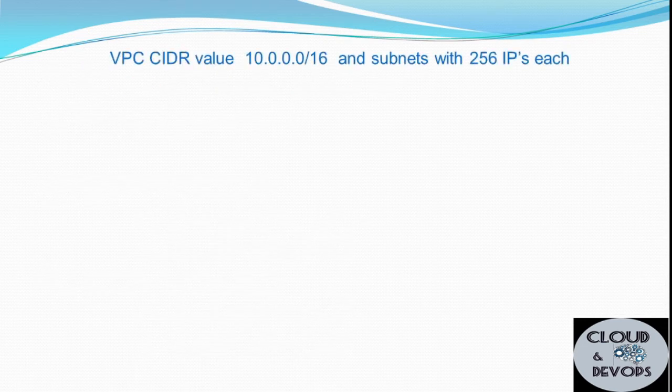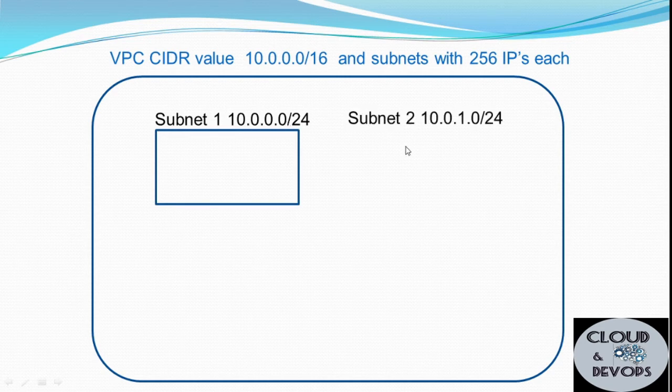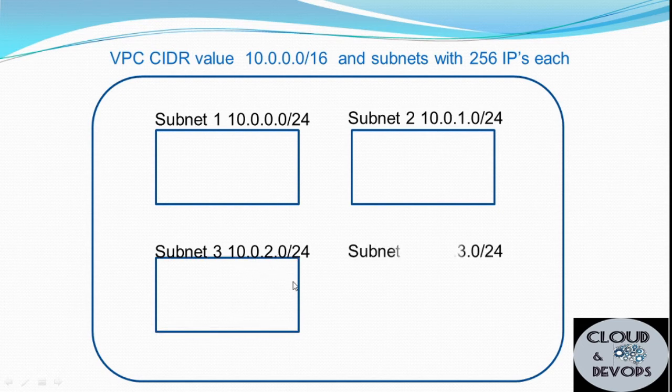Let me show it in a picture. Imagine this is my VPC, and the VPC range is 10.0.0.0/16. If I need 256 IPs for each subnet, then for the first subnet the starting value is 10.0.0.0/24. For the second subnet, the next available block is 10.0.1.0/24. So I will get 256 IPs for this subnet. For the third subnet I will get another 256 IPs, 10.0.2.0, and for the fourth subnet I can have 10.0.3.0/24. Likewise inside a VPC we can have many subnets.